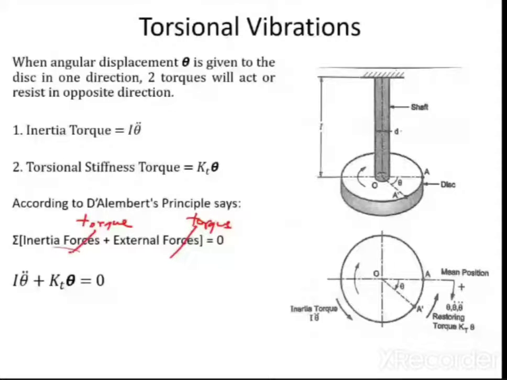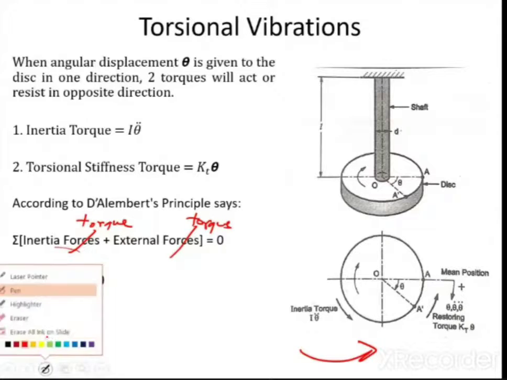So what is the inertial torque? Inertia torque here is I theta double dot, because you see that this I theta double dot and kT theta are always in one direction, एकाच direction मध्ये आहेत. Which direction? Anti-clockwise. So no need to take care of the sign here in case of the D'Alembert principle. So directly write I theta double dot, inertial torque, plus kT into theta, is equal to the external torque, which is equal to 0.